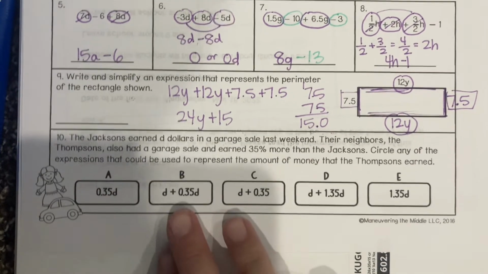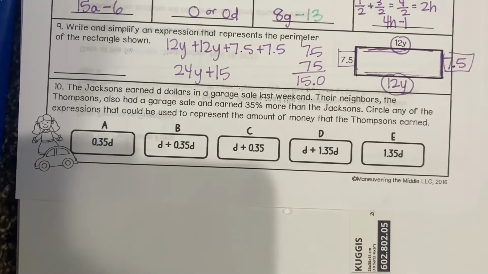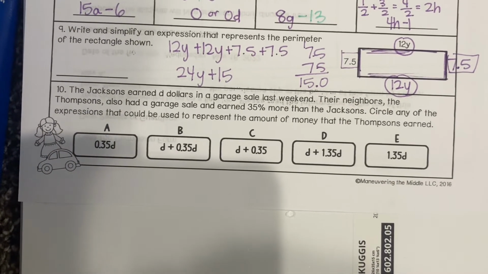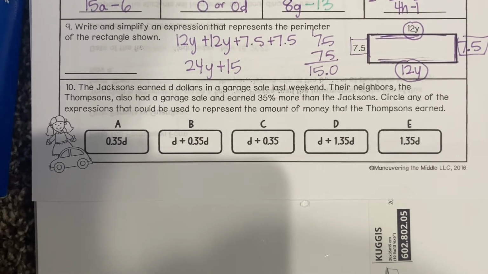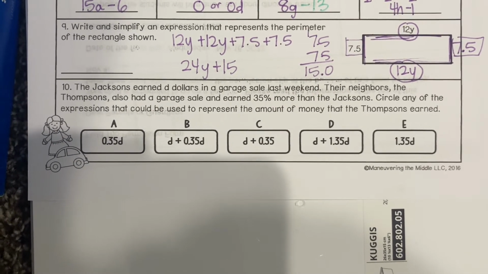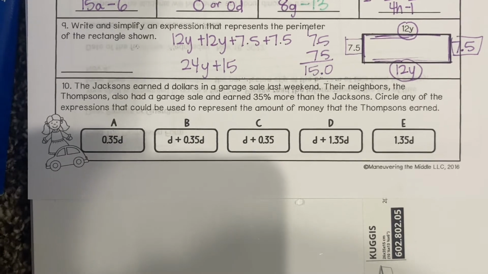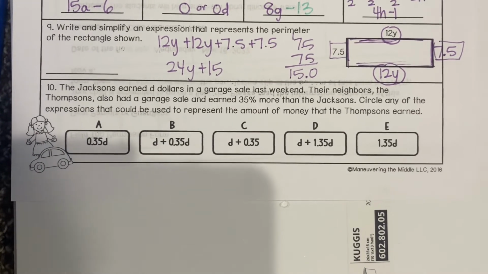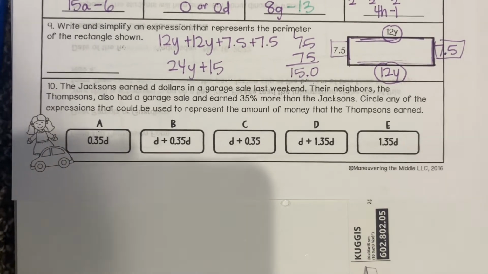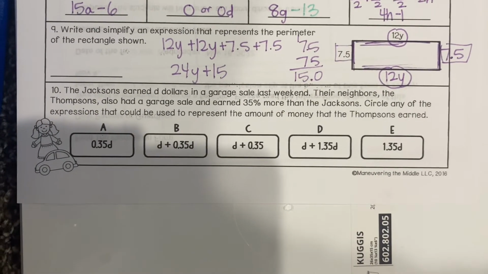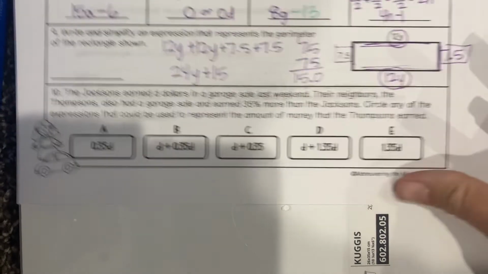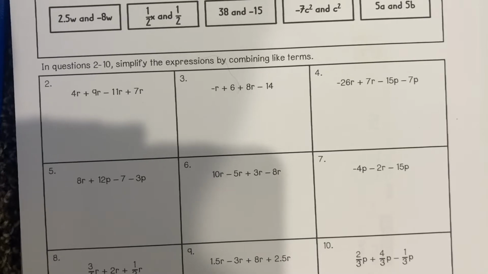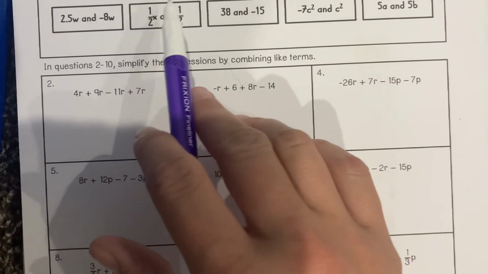Okay, last one. The Jacksons earned $D in a garage sale last week. Their neighbors, the Thompsons, also had a garage sale and earned 35% more than the Jacksons. Circle any expressions that could be used to represent the amount of money the Thompsons earned. So we haven't talked about percents. So we're going to just skip this one. Let me double check and make sure there's none like that on your homework. Nope.